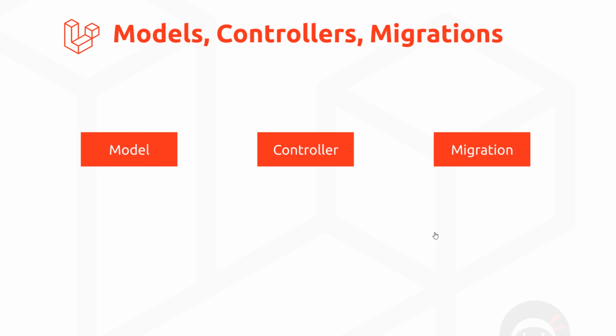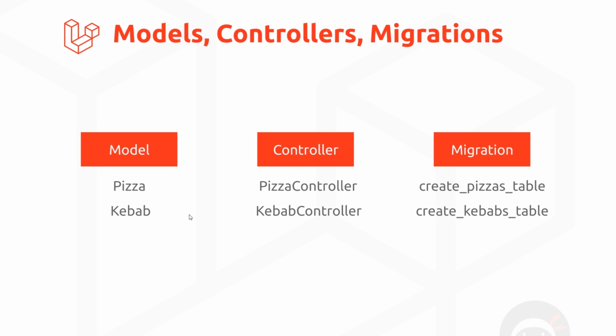Now, we only had one data type in our project, a pizza. And for that, we created a pizza model, a pizza controller, and we created a pizza migration file as well as some views and some routes. But imagine we wanted another type of data and we wanted a separate table for that, for example, kebabs. Then we'd have to create a whole new model for the kebab, a whole new controller for it, and also a migration file and some routes and views as well.